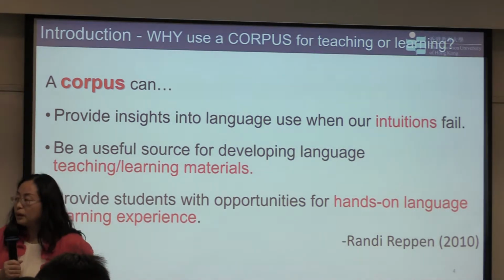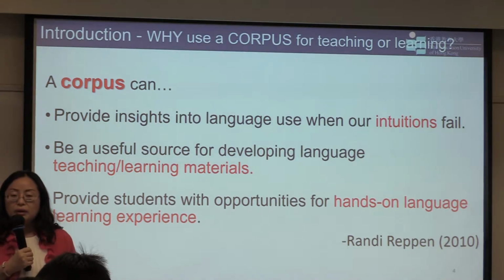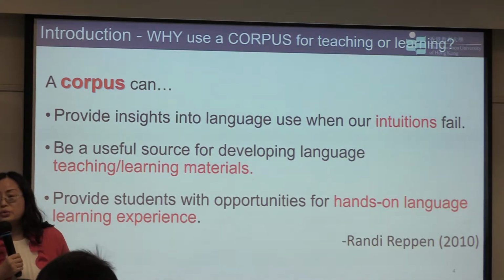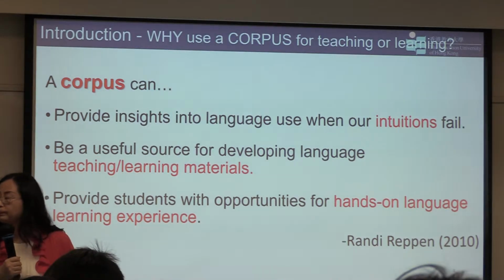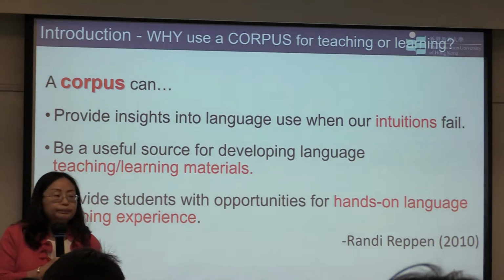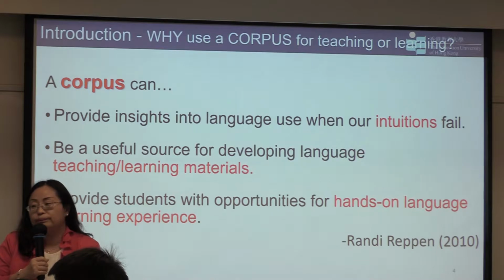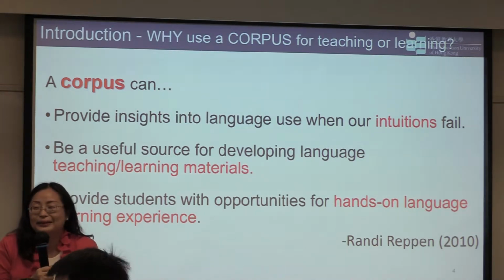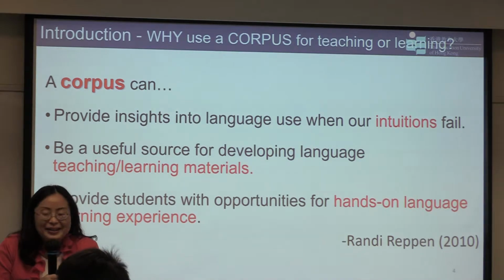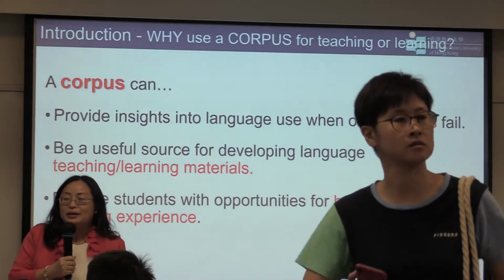Now I'm going to test your intuition. What is the most frequently used English word, according to your intuition? Which one do you think is the most frequently used English word? You think so? That's your intuition, right? Do we have other answers? Okay, good. The article the is the most frequent. If you search the in the corpus, you will see it's the most frequent word.